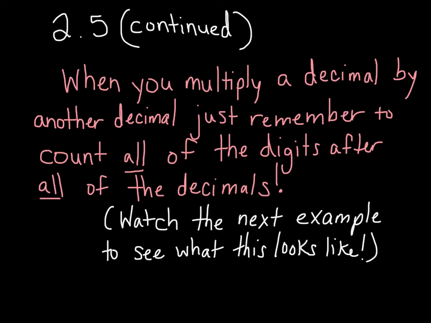So the second half of 2.5 is continuing multiplying decimals. And just a quick reminder that when you multiply a decimal by another decimal, you're going to do the same thing we did before. You're going to count the number of spots after the decimal. Just remember to count all of the digits after all of the decimals and add all of those up. And that's how many spaces you'll need in your answer after the decimal. So watch the next example to see what this looks like.